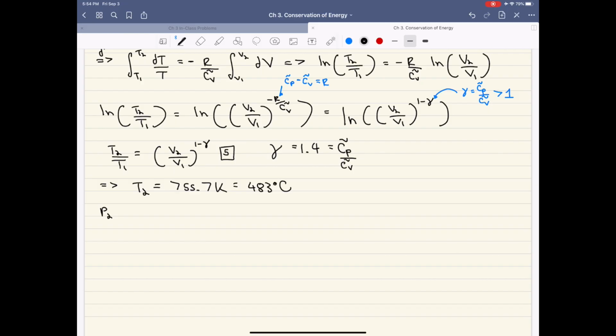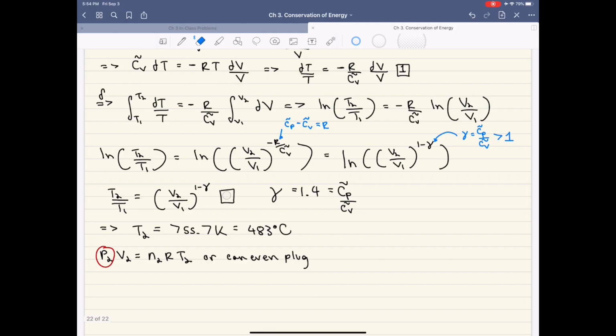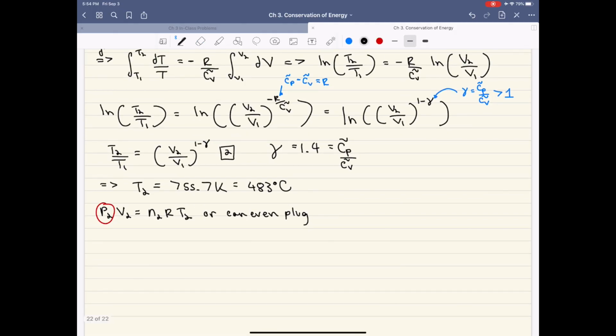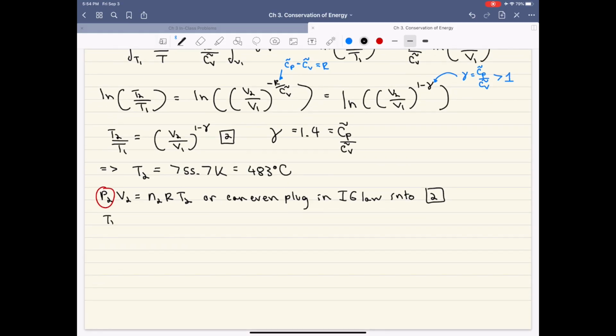since the pressure of the system is described at all times by the ideal gas law, we could just go back to the ideal gas law and plug in everything in order to get P2. Or what we could even do is plug in equation 2. I don't know why I called it equation 5. Plug the ideal gas law into equation 2. And we get this sort of relationship.